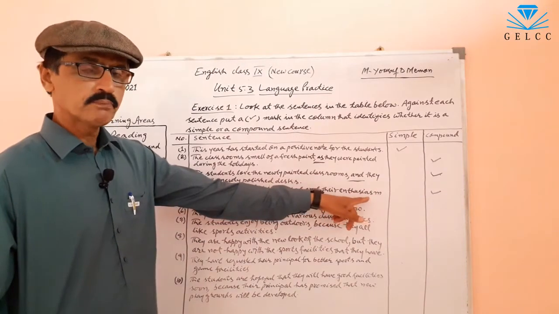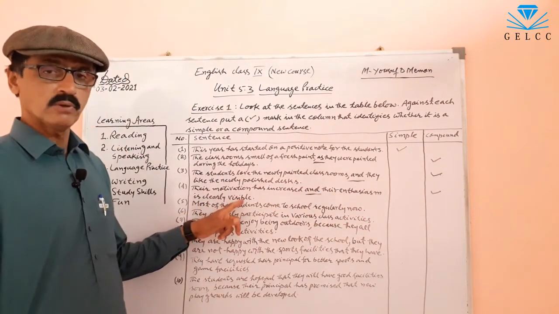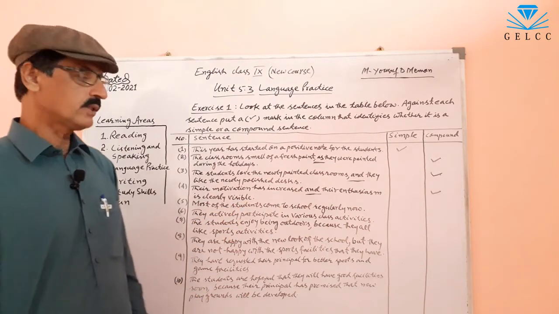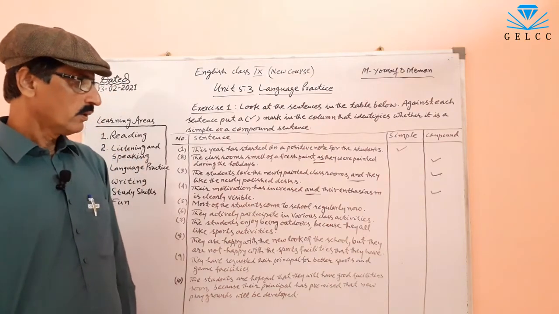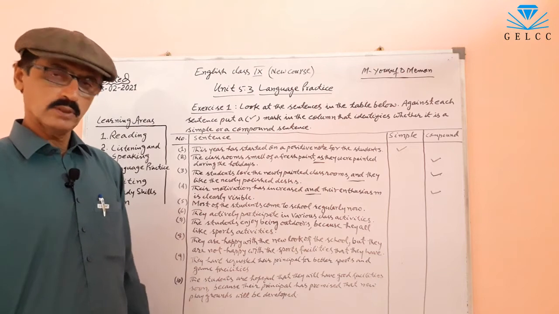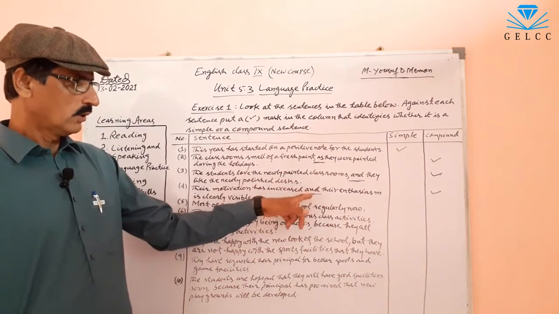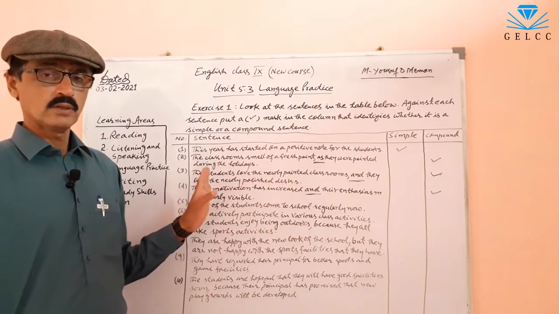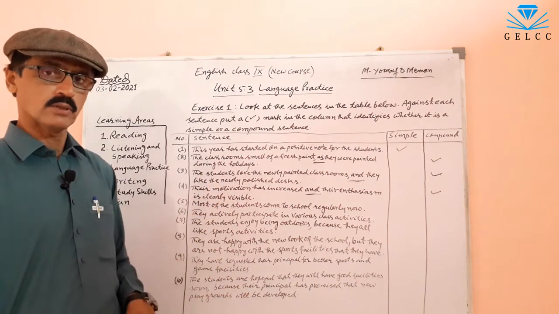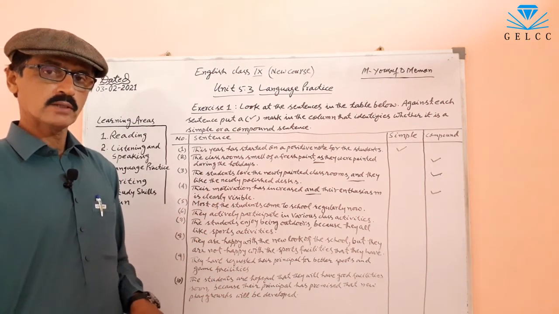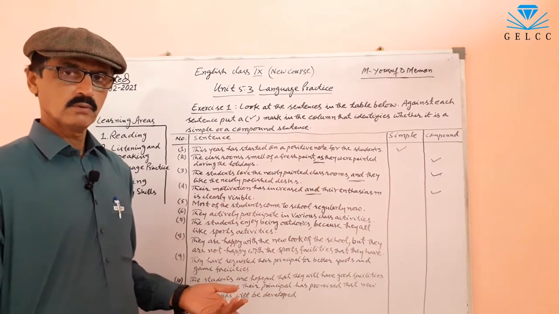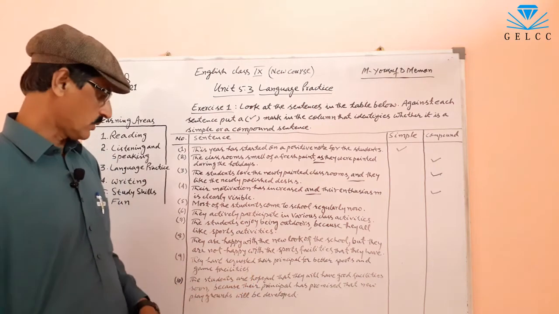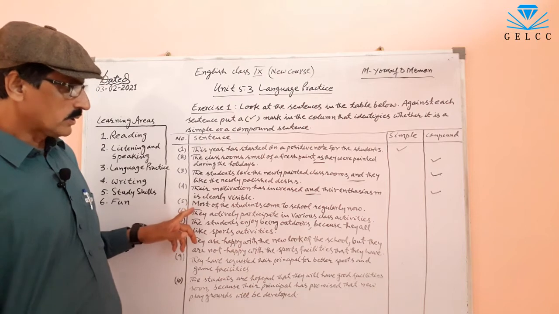Their enthusiasm is a subject. Is clearly visible is the predicate. It is also a sentence. Both can stand alone. Their motivation has increased. It is a simple sentence. Their enthusiasm is clearly visible. It is also a sentence. The two sentences are joined by the conjunction and. So it is a compound sentence. And both the sentences can stand alone. They don't depend on each other. They are independent sentences. No one sentence depends on the other. It is a compound sentence.